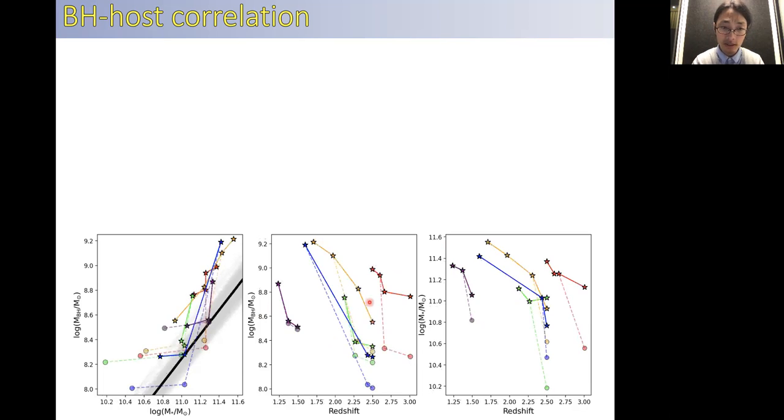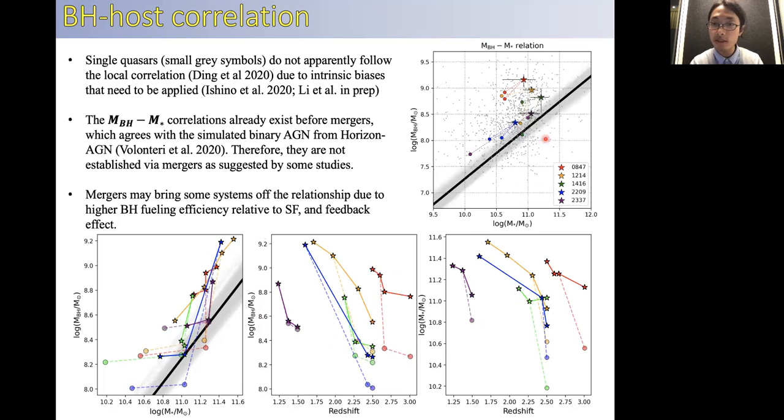Now, taking all these together, we would like to compare that to our observations. I'm plotting our observation results in a similar fashion, but now our binary quasars are plotted as these dot marks, and we sum them up to those star marks to mimic their possible final stages. And the gray dots are the single quasars taken from SDSS for comparison. We find that, first, the single quasars do not apparently follow the local correlation, due to intrinsic biases that need to be applied.